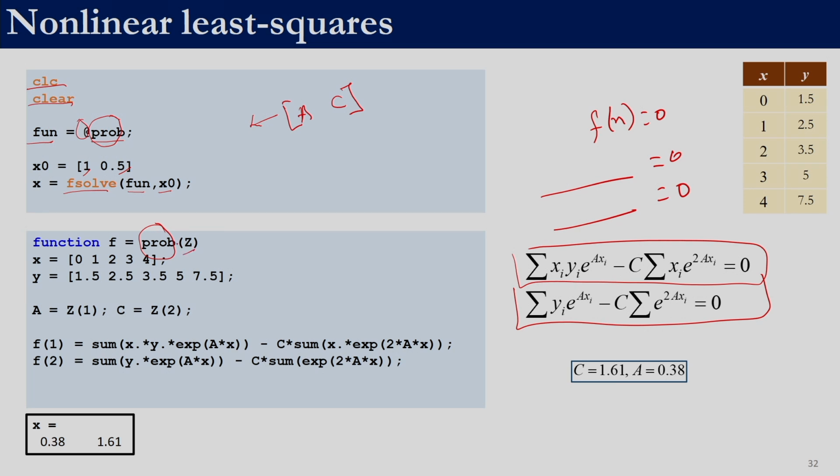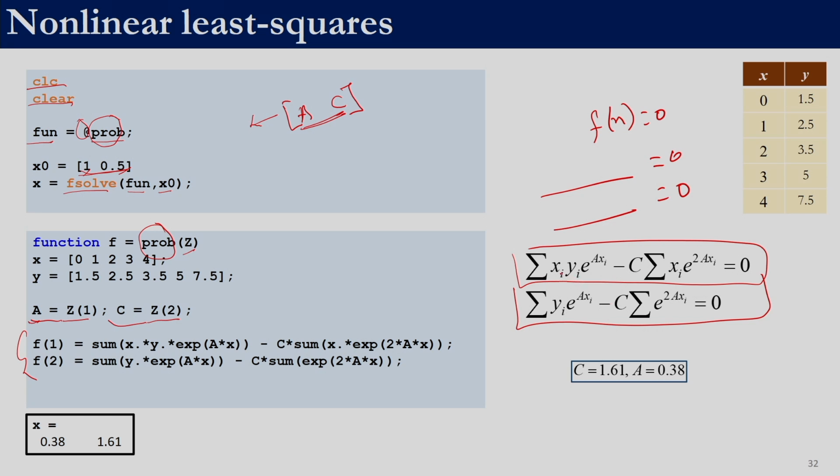So, the first value of z would be a, because that is the notation which we have taken and that is the order in which we have given the starting point. The first value of z is going to be a, the second value of z is going to be c. Once inside the function we have decoded it, these two expressions are nothing but the left hand side of these two equations.